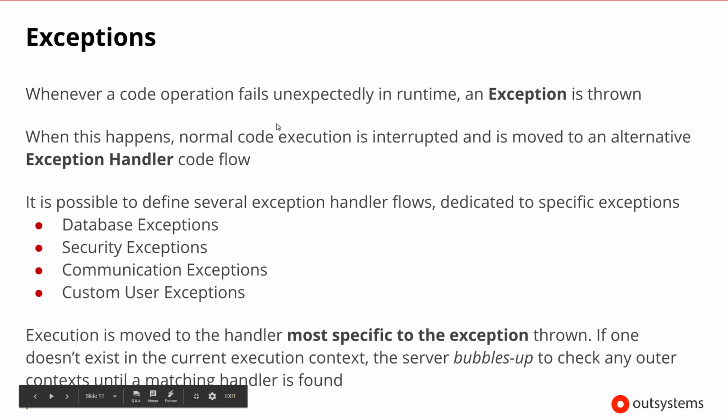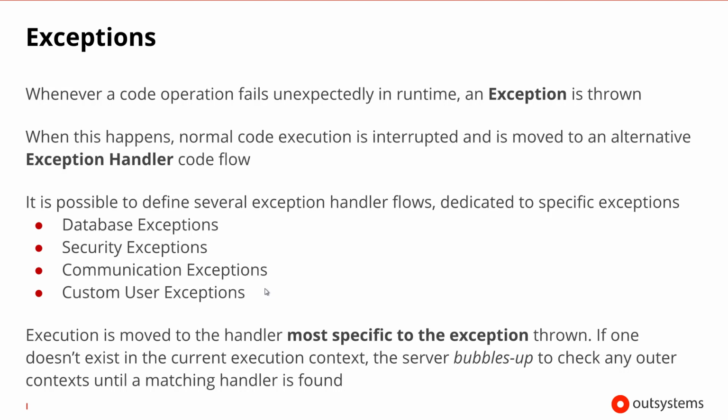Now, if we look at exceptions inside of code, there are times when something unexpectedly fails and an exception will be thrown. There needs to be some type of exception handler to go ahead and deal with those types of exceptions. There are general exception handlers, but there are also specific types of exception handlers that can be dedicated to different types of exceptions. Specifically, OutSystems can deal with database exceptions, security exceptions, communication exceptions, and then from there, we can create any type of custom user exception that we would like.